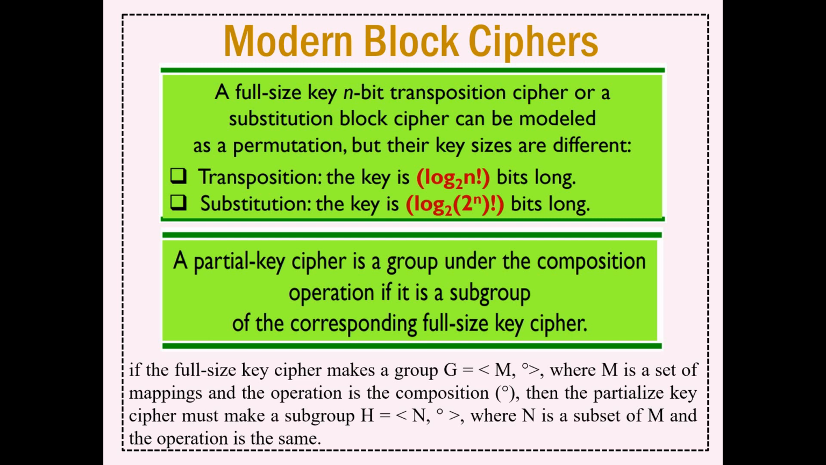I told you that if the keys are used for transposition, then the key length will be defined by log to the base 2 of n factorial, whereas with substitution it will be log to the base 2 of 2 to the power n factorial, which makes it even more difficult for cryptanalysis, a brute force attack, or any attempt to decipher. Keeping that in mind, let us move ahead to see how we can generate these keys in different ways.